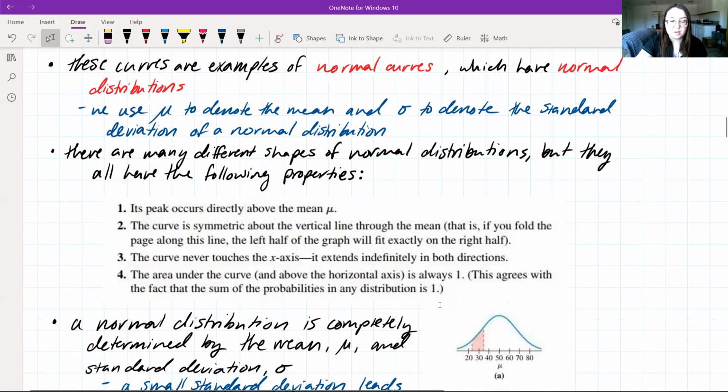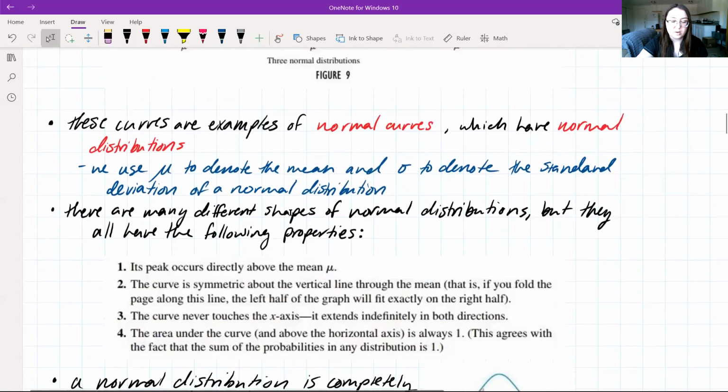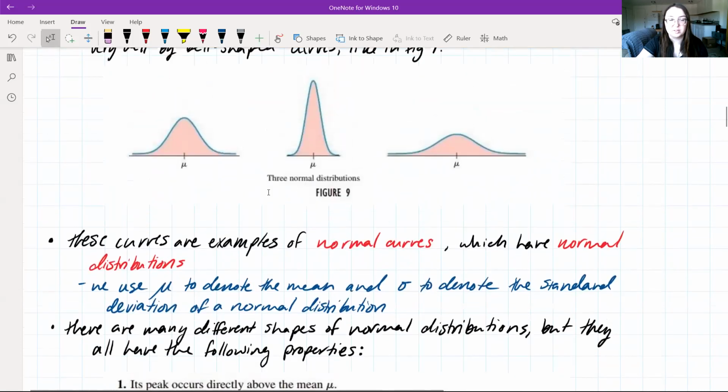So these curves are examples of normal curves, which have normal distributions. So these are all normal curves, they all have normal distributions. And that just means that their most frequent entry is going to be in the center. We often use mu to denote the mean and sigma to denote the standard deviation of a normal distribution. And these things we went over in our last section as just some extra definitions.